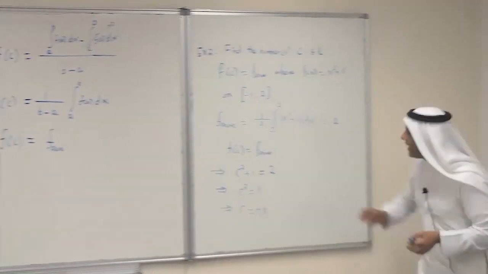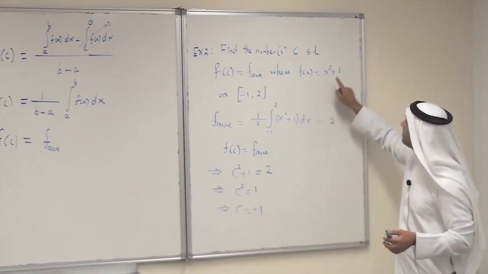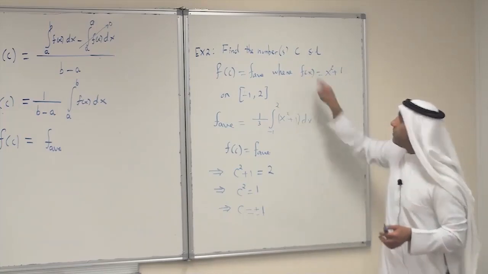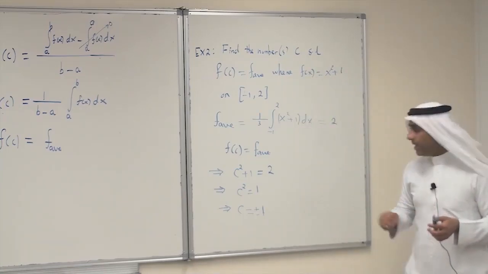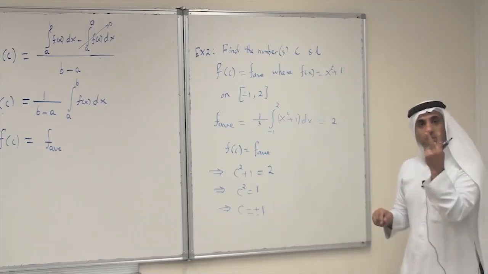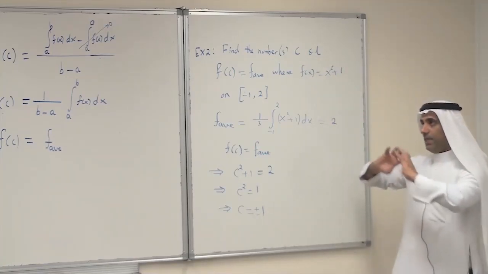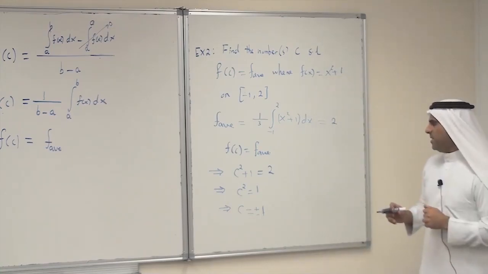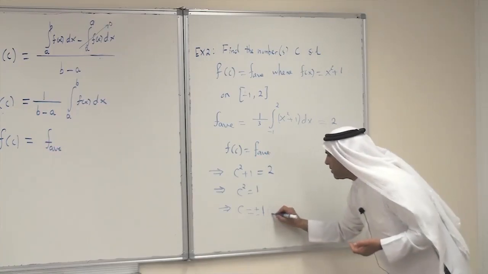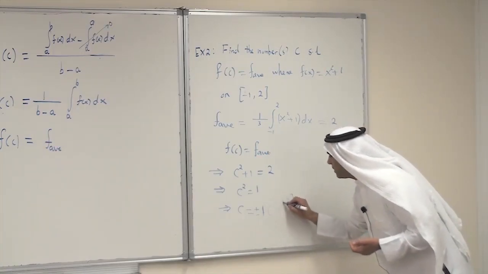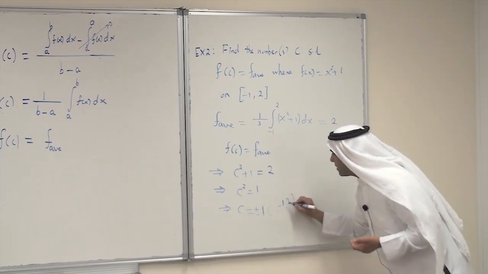Clearly, if you take C equal to 1, you substitute here, you get the value is equal to 2. What is 2? 2 is the average of the function over that interval. If you take minus 1, similarly, you get this is equal to 2. So we have 2 points whose images equal the average of the function. Of course, these 2 points belong to the interval minus 1 to 2. So we have 2 values of C that satisfy the mean value theorem of integrals.